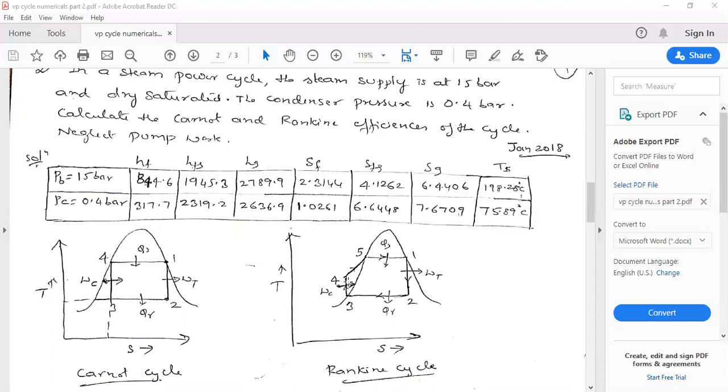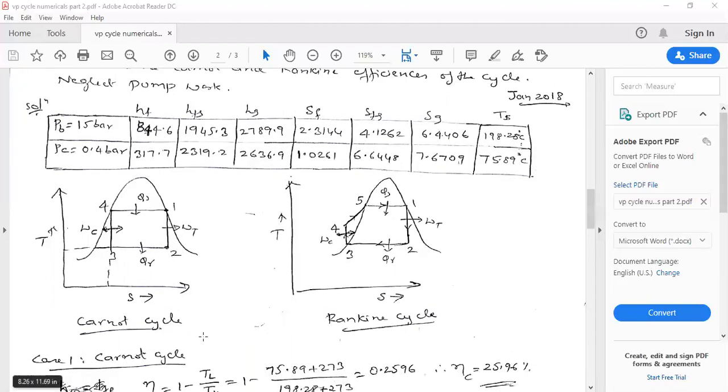And 3 to 4 is a pumping work, 4 to 1 is the heat supplied in the boiler, where 4 to 5 is the sensible heating, at 5 evaporation of the steam takes place in the boiler. Now, first step, what you need to do: obtain the values of enthalpy, entropy and saturation temperature for boiler pressure and condenser pressure.